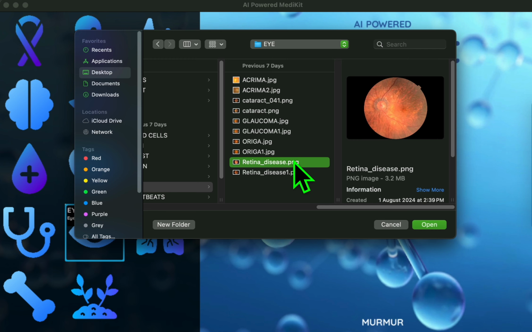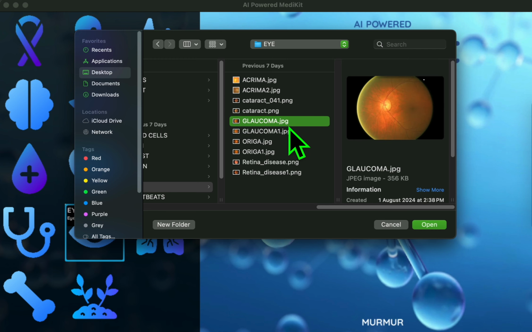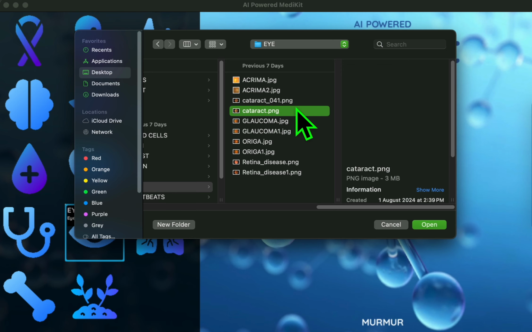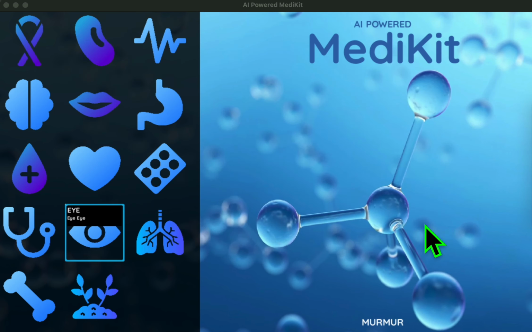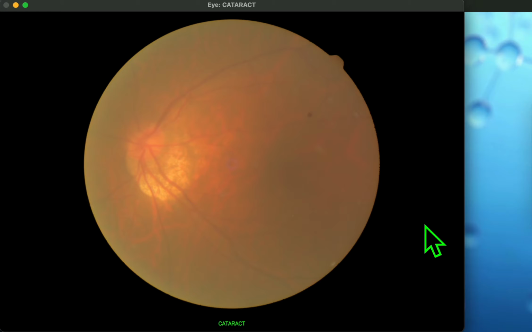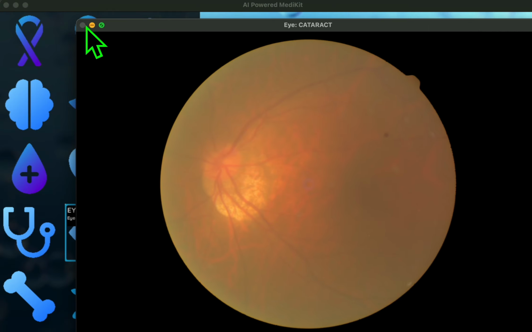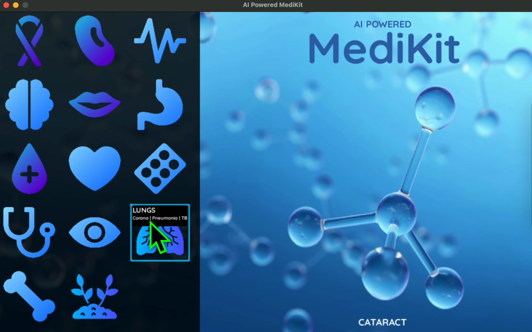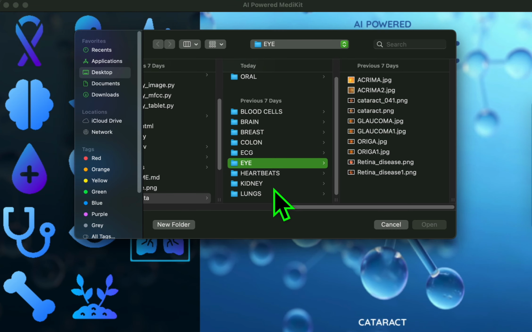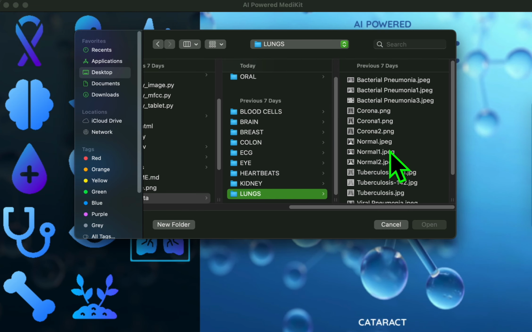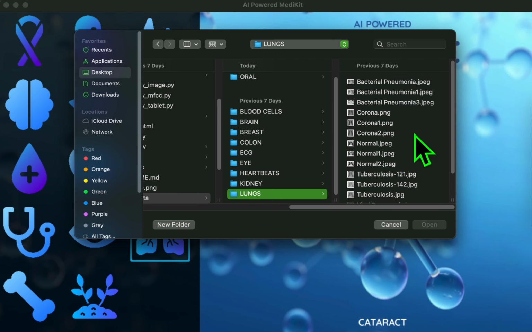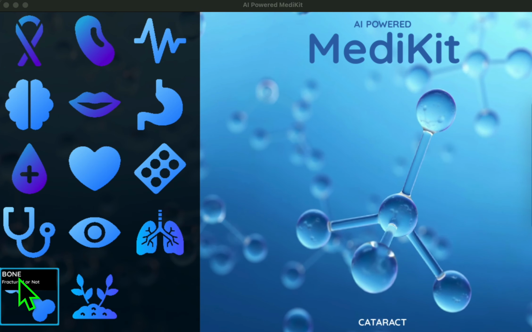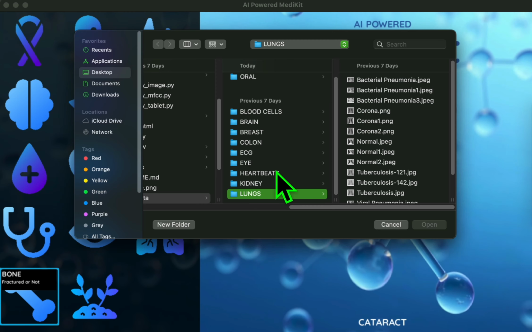Just look at this retina disease. They all look similar. Somewhat they are similar, but they can be classified. So that is actually the challenge that was faced by our vision transformer. We have lungs, for which we have the classification like corona, normal, tuberculosis, viral pneumonia or bacterial pneumonia, and also for bone, whether it is fractured bone or not, because this is quite important.